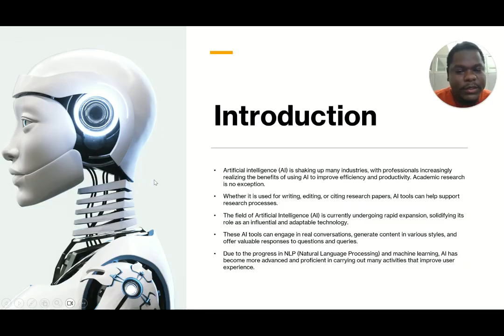So I'll start with the introduction. AI is shaking up many industries, with a lot of professionals increasing the use of AI for proficiency, and academic research is no exception. So it's being used across many industries. Whether it's for writing, editing, citing research, or helping support research processes, AI can engage in real conversation, generate content in various styles, and give other valuable responses.